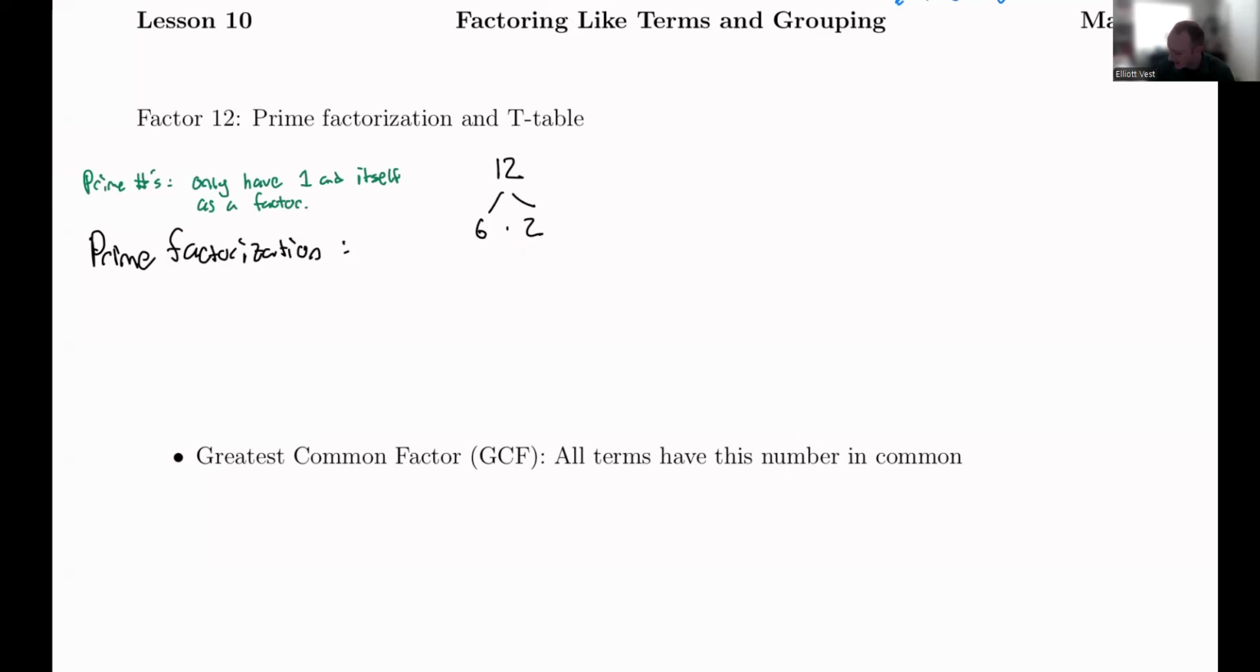6, on the other hand, I can split further. I can split this to 2 times 3. And since 2 and 3 are both prime numbers, they can't be broken apart anymore. We just got to leave it at this. That is the prime factorization.